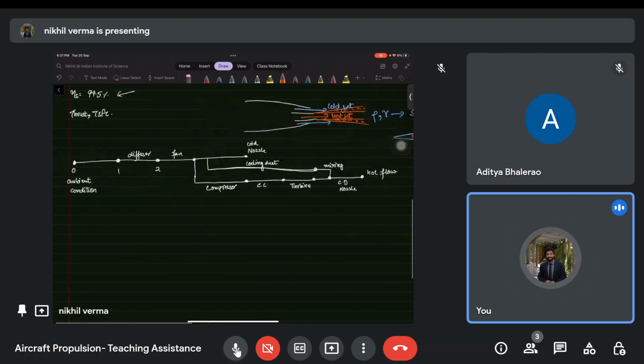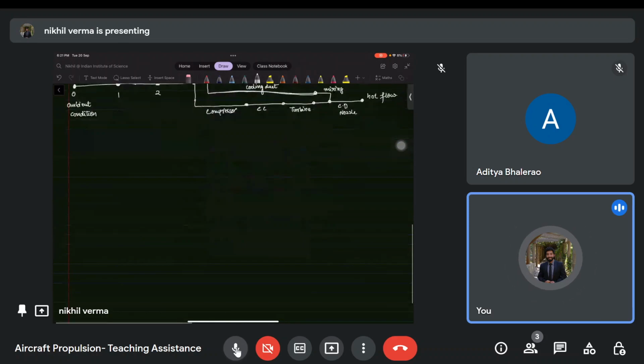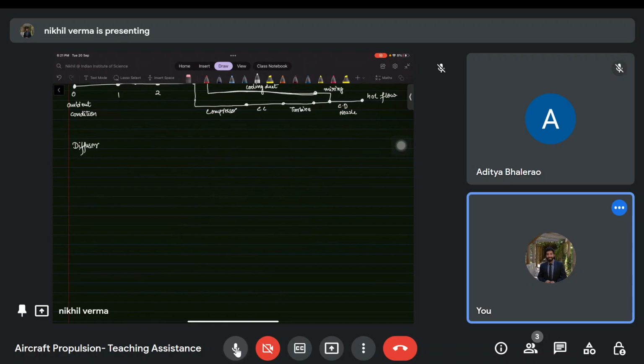So let us move ahead with this, and let us start with the calculation for the diffuser part. Let us calculate the velocity at the inlet. So this will be the Mach number of the aircraft times the square root of gamma R T ambient.